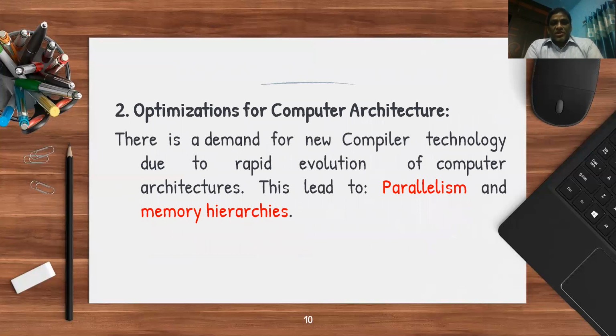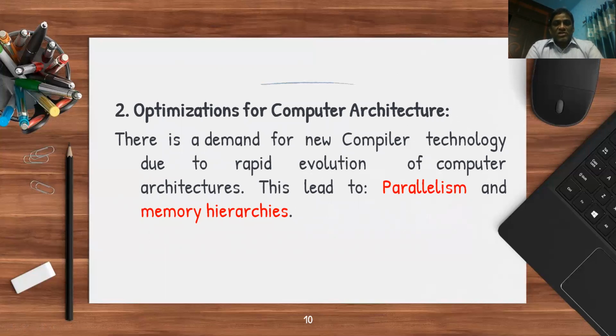And the second one is optimizations for computer architecture. Computer architecture is nothing but the way the computer processes: the CPU, the number of processors available in your computer, the processor architecture, the number of registers available for processing, and so on. Many other architectures will be there. So related to computer architecture, the compiler will be looking at two things in a particular computer: whether it is processing in parallel, and what kind of memory hierarchies are used in the computer. Because based on this, we can design efficient compilers also.